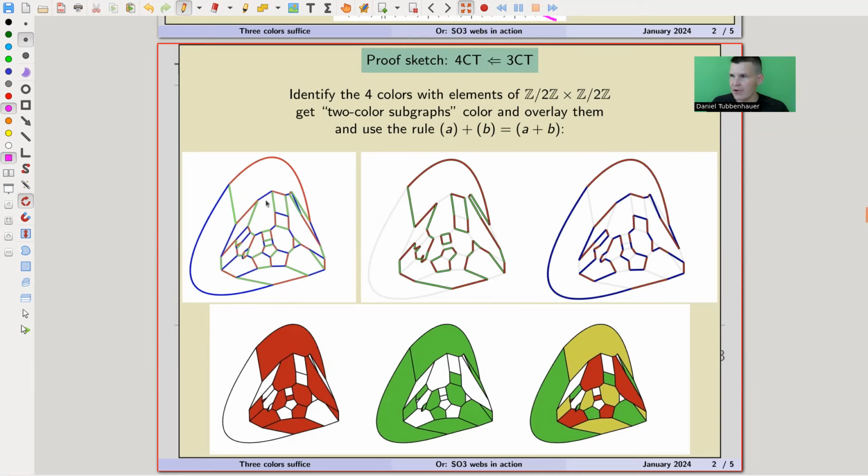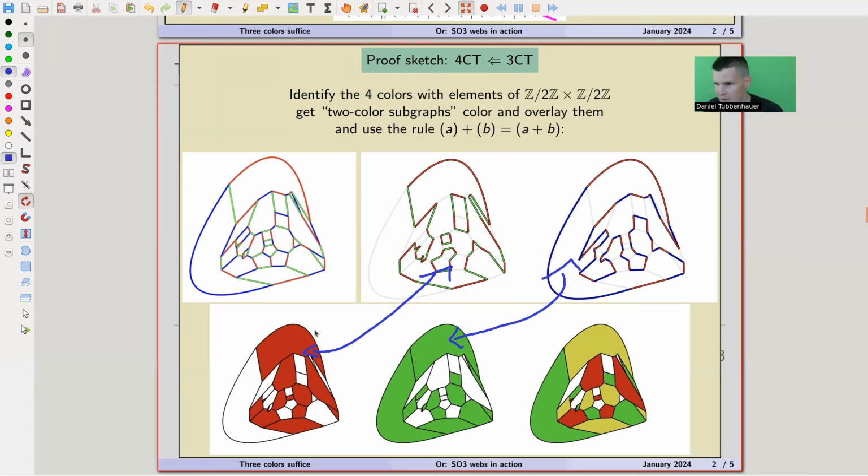You have a legal 3 coloring, and you just remove one color and you remove another color. So here, green, red coloring, and here red, blue coloring. You fill in the middle, right? So I fill in the middle here with the remaining color, and then just put them all on top of one another again and use the Klein 4 group.